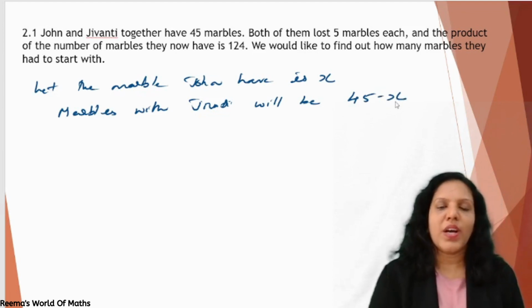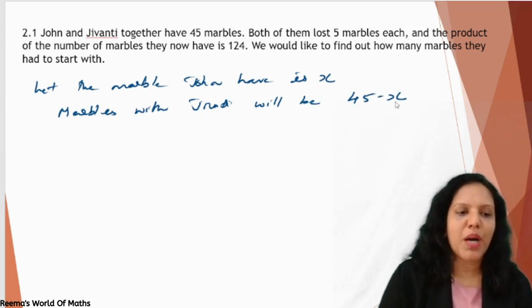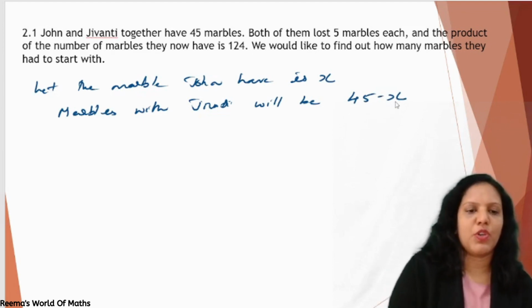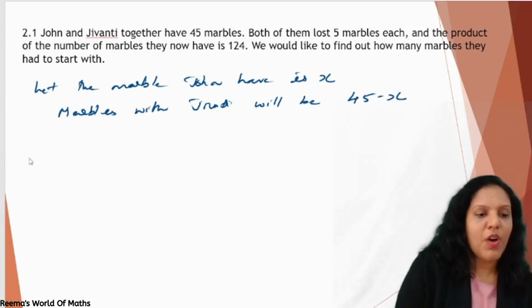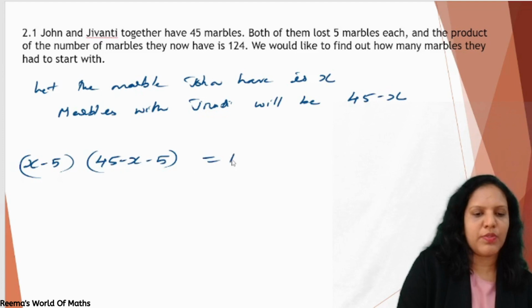Correct? So now what happened? Both of them lost 5 marbles each, and the product of the number of marbles they now have is 124. So how many marbles will John have now? That will be X minus 5, because he lost 5 marbles. Same as Jivanti, she will now have 45 minus X minus 5. And the product of this is equal to 124.